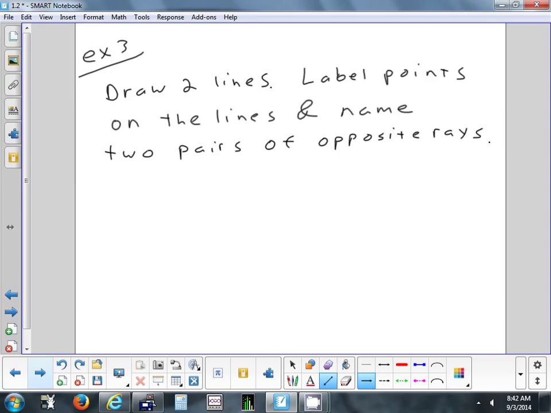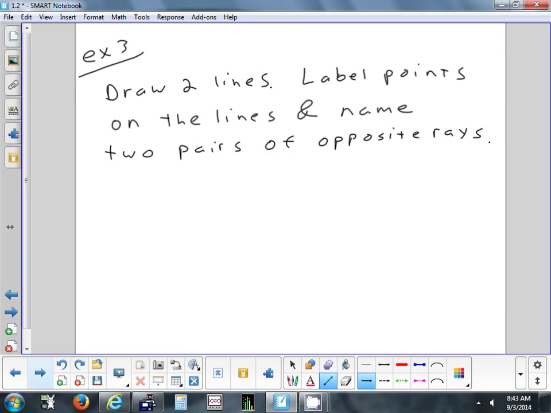All right, so here's another drawing one. I'm going to give you guys a chance to do it, but then I'd like someone to try to come up. It says to draw 2 lines. Label points on the lines. If you don't label points, you can't really describe things. So you got to put some points. You could use A, B, C, X, Y, Z, any letters you want. And then I just want you to name 2 pairs of opposite rays.